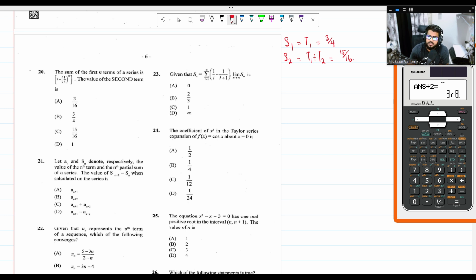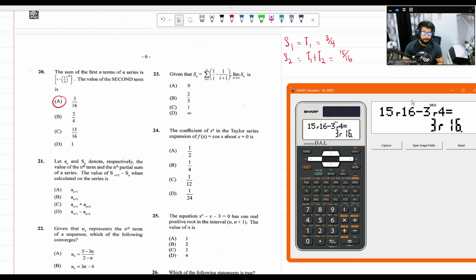If I take away S1 from S2, I'm going to get T2. So 15/16 take away 3/4 equals 3/16. So A is the answer for number 20.